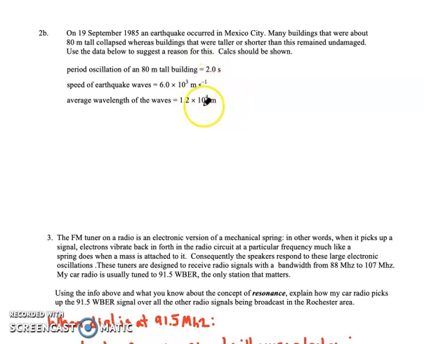So basically what they're asking you to do is look at this data and say, is there support for resonance occurring? So resonance means you need to compare two frequencies. Well, we have the oscillation itself, and then we have the building, and then we have the earthquake waves. These are the driving frequencies here. This is the natural frequency. So if the period of the oscillation is 2 seconds, then the natural frequency, I'll call it Fn, is simply the reciprocal of that, or 0.5 hertz.